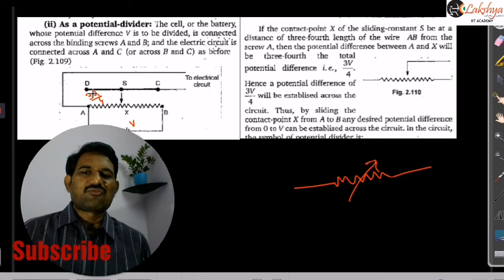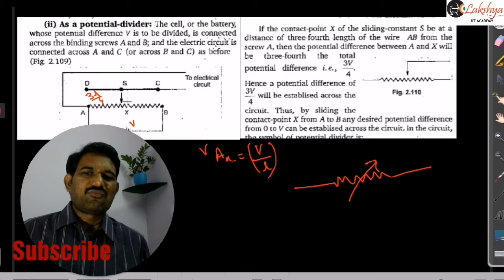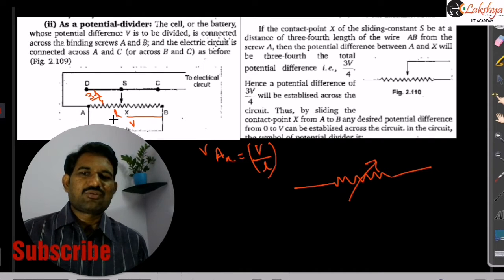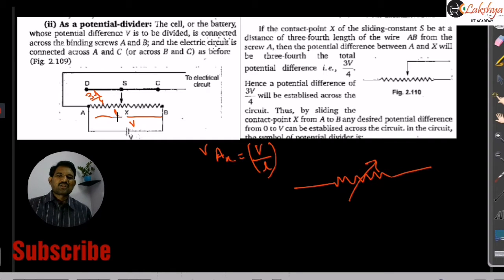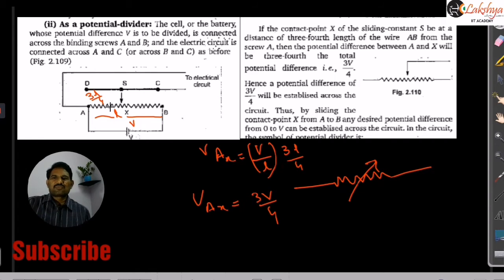Now if you are taking only this length, then this is nothing but the potential difference across AX, which we can write as the potential difference across AX. This total potential difference V is acting for a length of L, if you are taking L as the total length of this wire. Then the potential difference per unit length, you can write as V by L, into our required length 3L by 4. So the potential difference across AX, we can write as 3V by 4. So 3/4 of the total potential difference will be there in that given circuit.